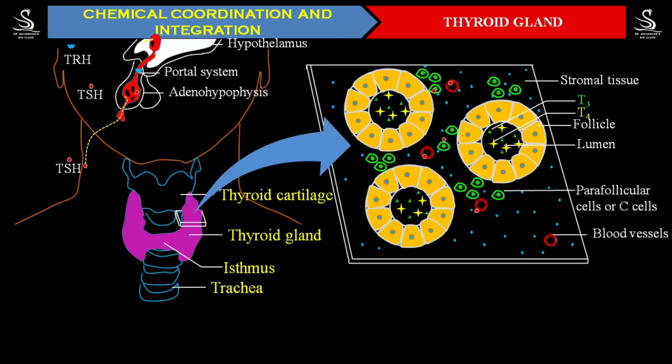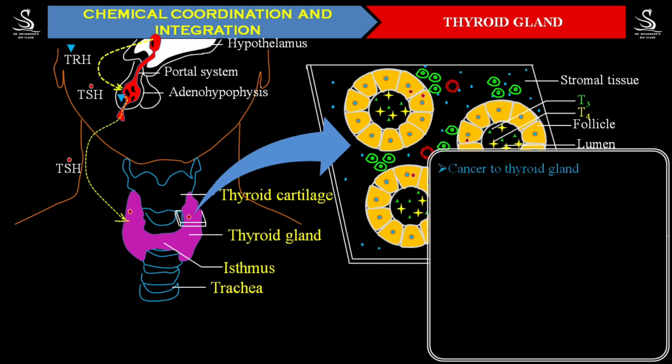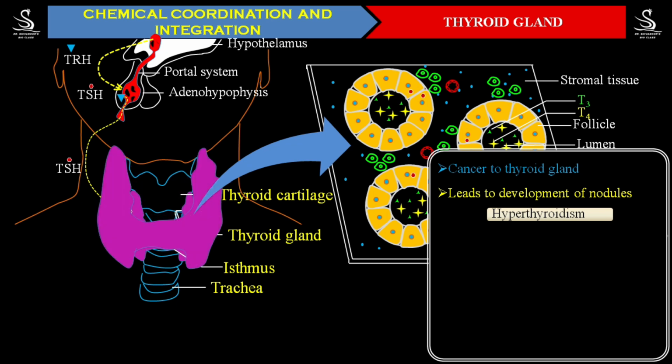Now let us understand what happens if the thyroid gland functions more. Suppose the person is suffering from thyroid gland cancer, then what will happen? It leads to the development of nodules, meaning tumor-like conditions in the thyroid gland because of repeated uncontrolled thyroid gland cell division, that will lead to hyperthyroidism. Now let us see, if both these hormones are secreted in a higher concentration, then what will happen? Even by that time, enlargement of the thyroid gland occurs.